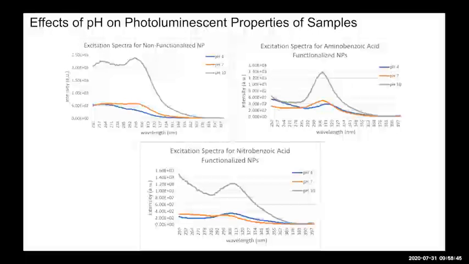The general trend shown in the results is that at a higher, more basic pH, the intensity of the excitation spectra increases, and at a lower, more acidic pH, the intensity is quenched and the peaks are less pronounced.